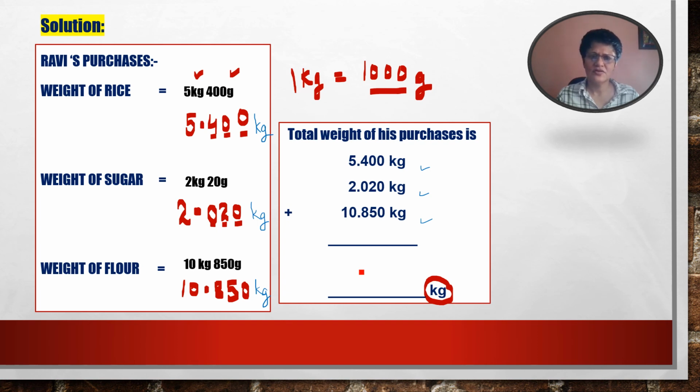When I add, 0 plus 0 plus 0 is how much? 0. Then 0 plus 2 plus 5 is 7. After that 4 plus 8 is 12. And where is my decimal vanishing? I don't understand. So my 1 gets carried forward, then 5 plus 1 is 6, and 6 and 2 is 8. I will write 8 here. Then there's no carry forward, so only 1. So my answer is 18.270 kilograms, the total purchases Ravi has made. Quite heavy for him to carry, isn't it?